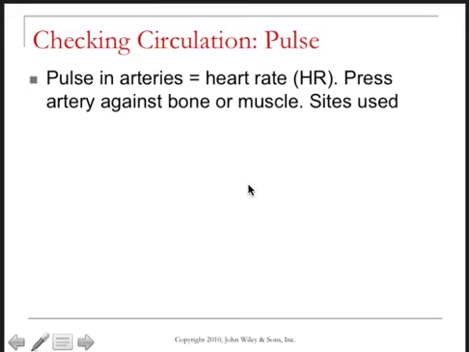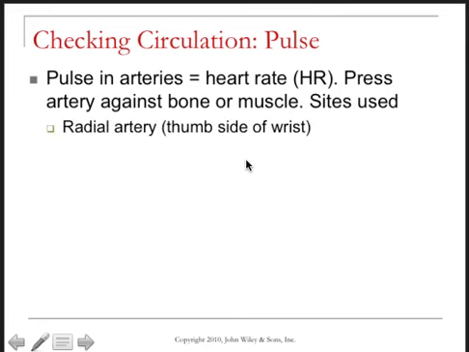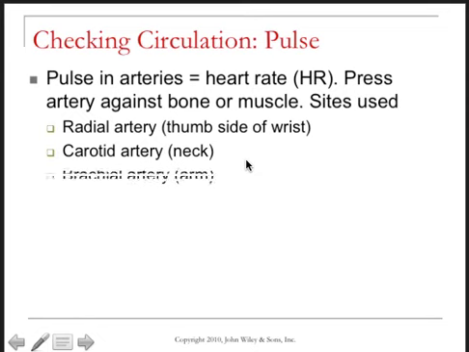What you want to do in order to take a pulse is to press an artery against a bone or muscle. Sites that are used include the radial artery, which is on the thumb side of the wrist, the carotid artery in the neck, the brachial artery in the arm. And what do all these sites have in common? They all have arteries that run very close to the surface of the body, so you can feel those changes in pressure much more effectively. Remember, you cannot take a pulse in a vein.